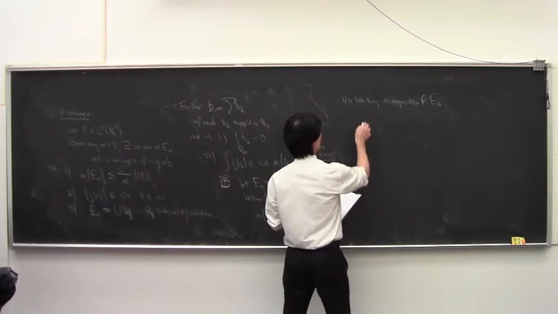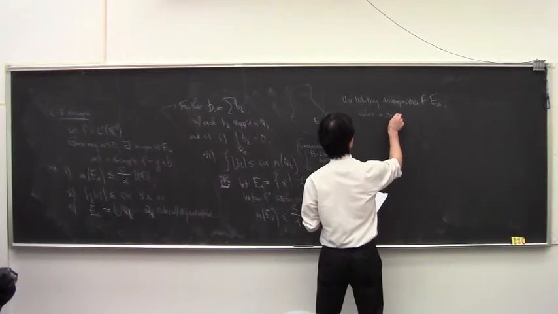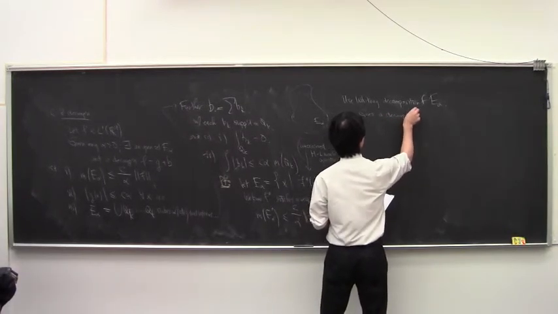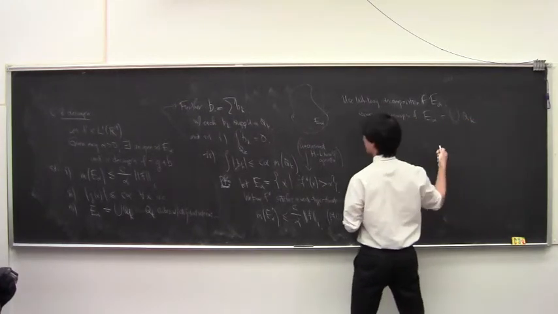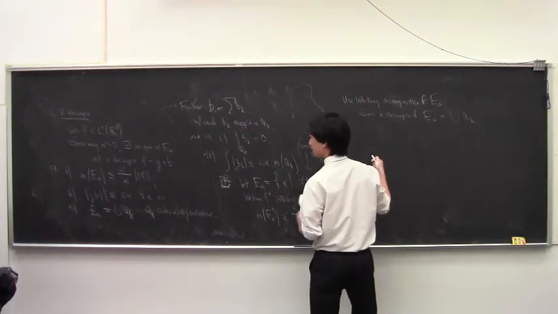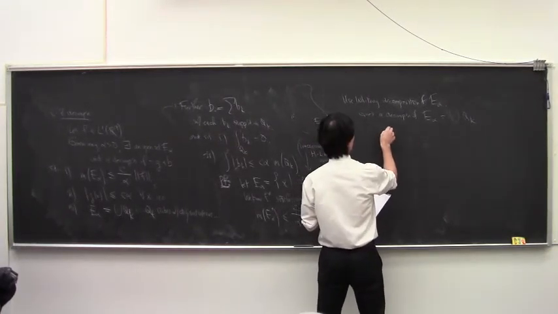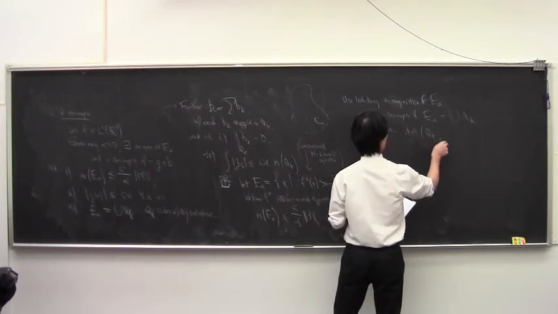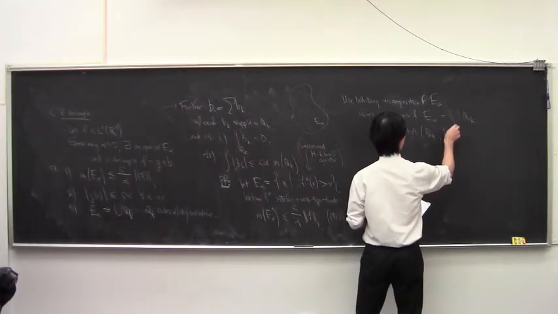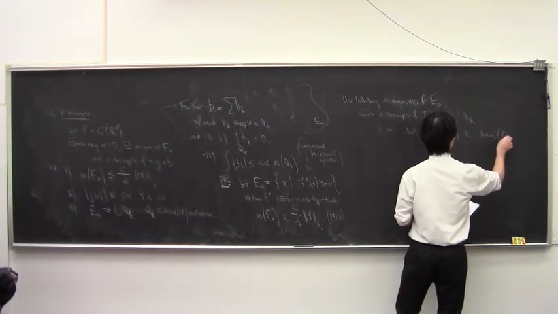And recall what that gives you. That gives you a decomposition of E alpha into these cubes with disjoint interiors, right? So you get the cubes with disjoint interiors, but better than that, such that the distance of each cube to the boundary is comparable to the diameter of the cube.